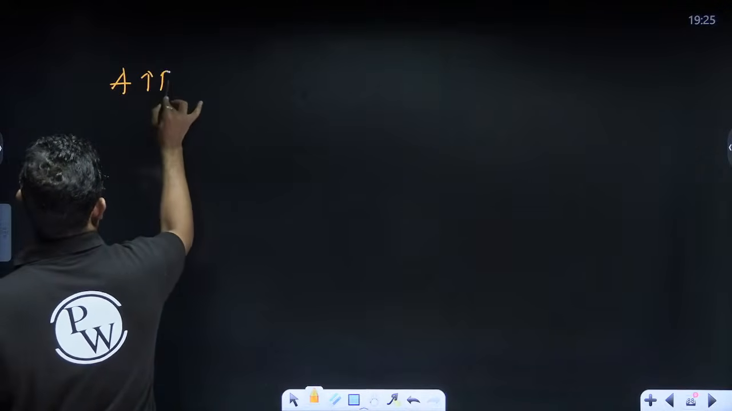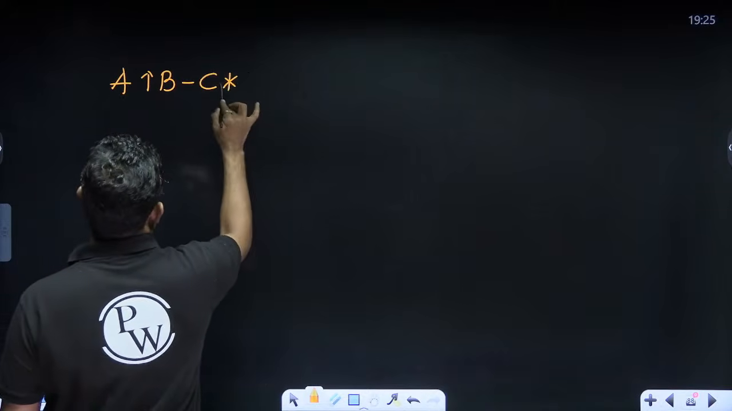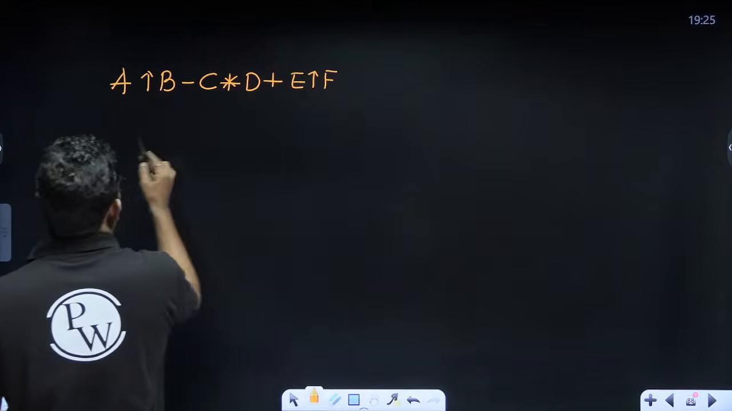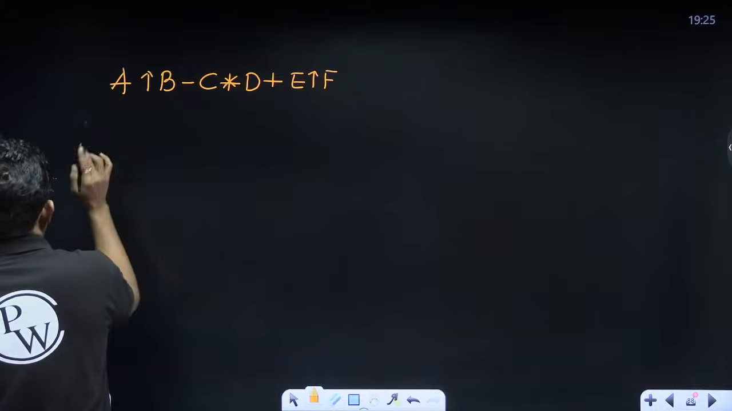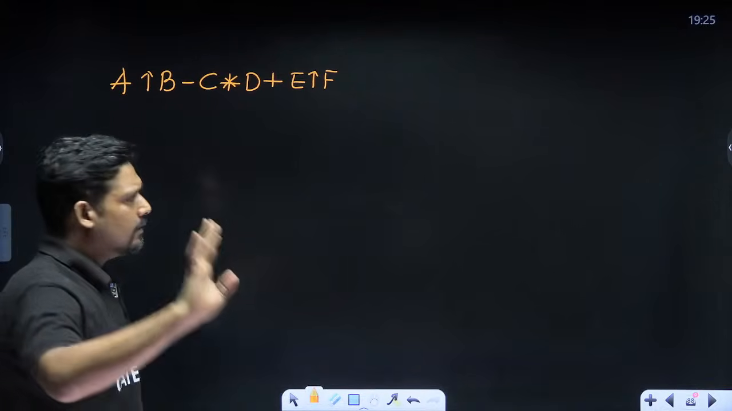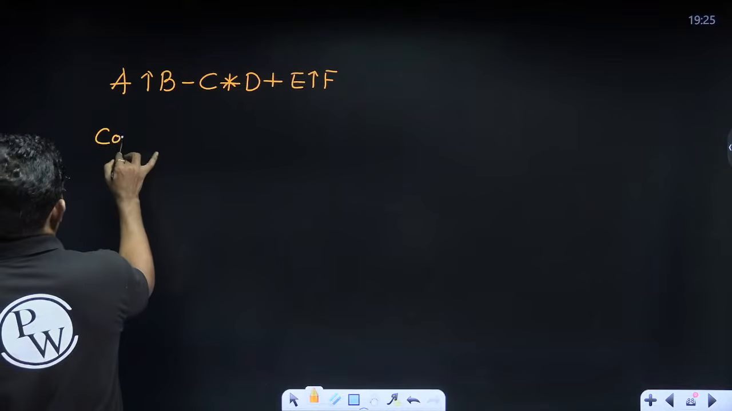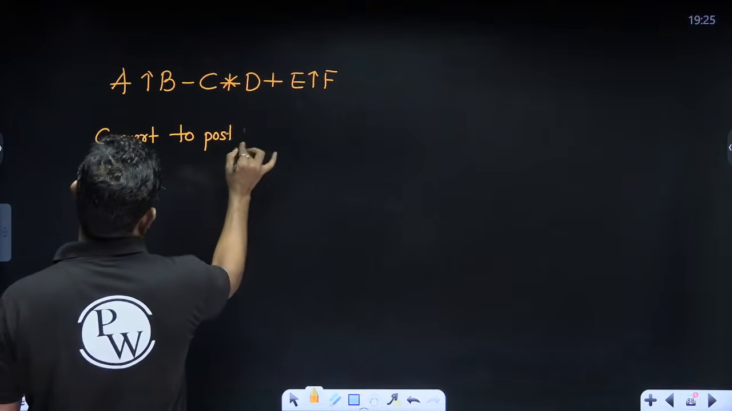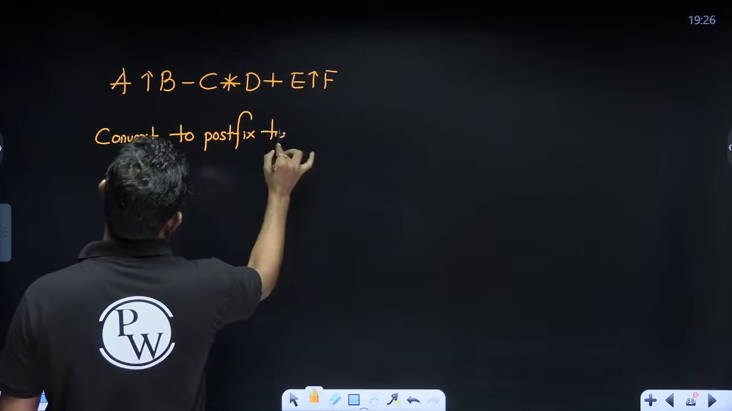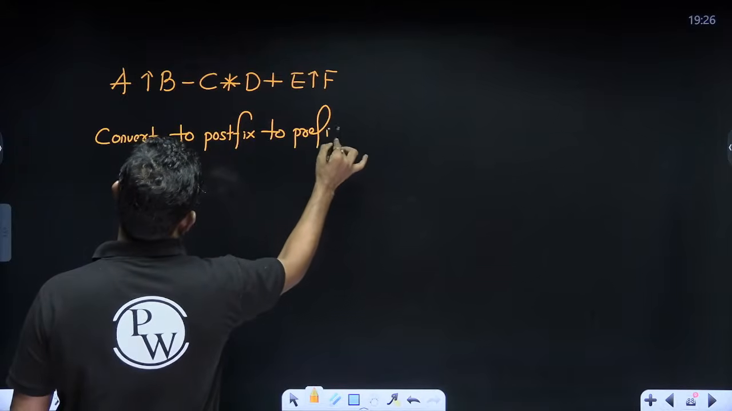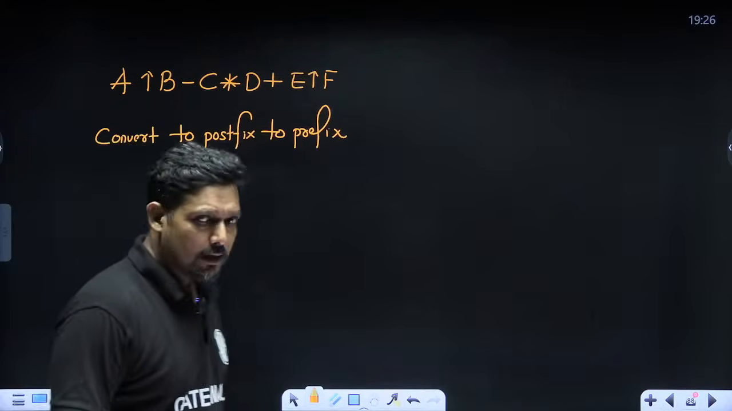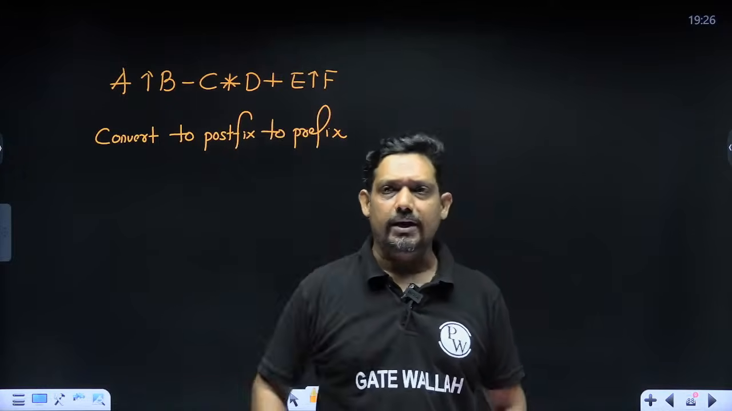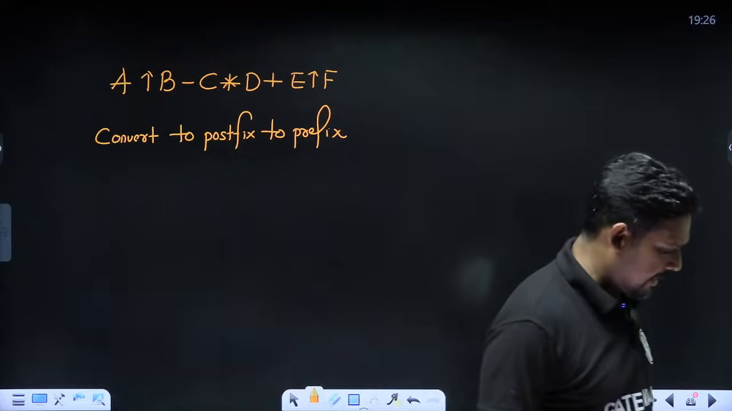A exponentiation B minus C multiplied by D plus E exponentiation F. Okay, convert into prefix and postfix and say done. You don't need to write the answer. Say done. Convert into postfix and prefix. And say done. Minus plus left associative. Minus plus left associative.